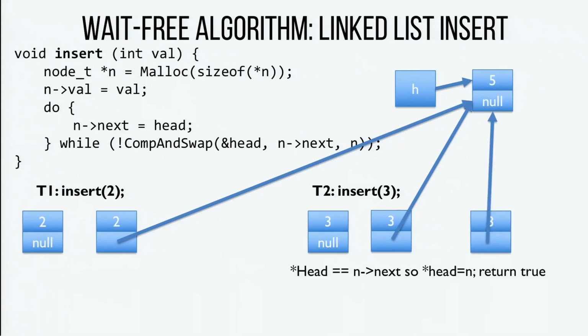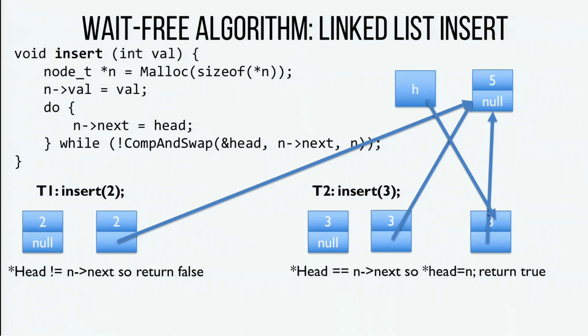And now let's imagine that T2 gets to continue running. What's going to happen? It's going to do that compare and swap. It's going to see that what head is pointing to is the same thing that n next is pointing to. So we are able to do this atomic assignment. We'll set head equal to what we're pointing to, and return true. So we're done with that while loop over in T2. Then we have our context switch back to T1.